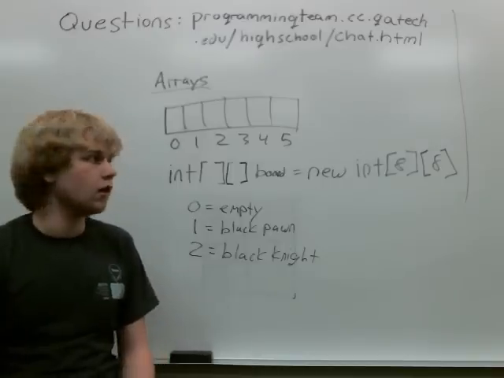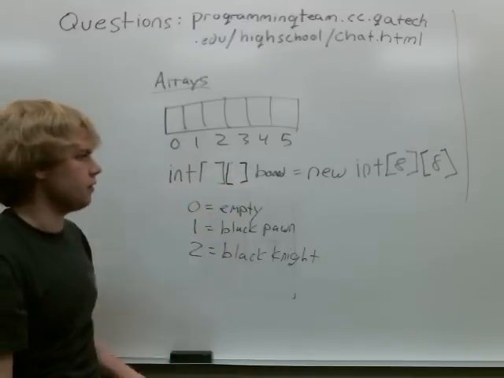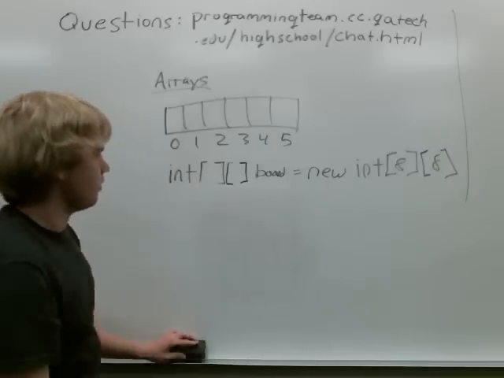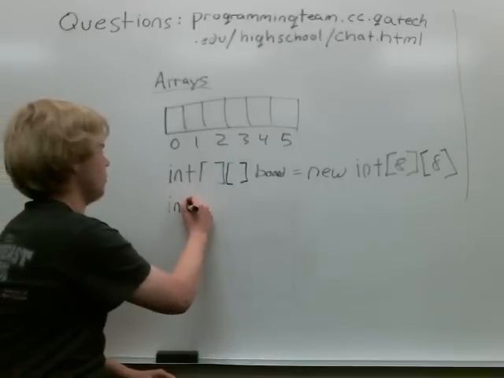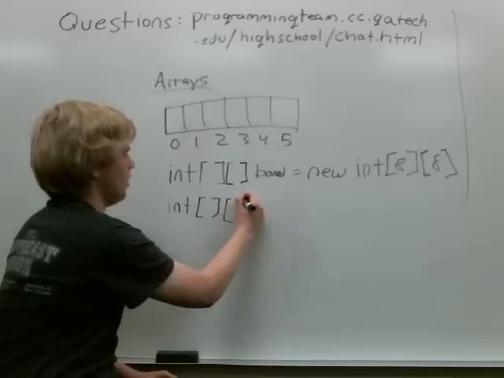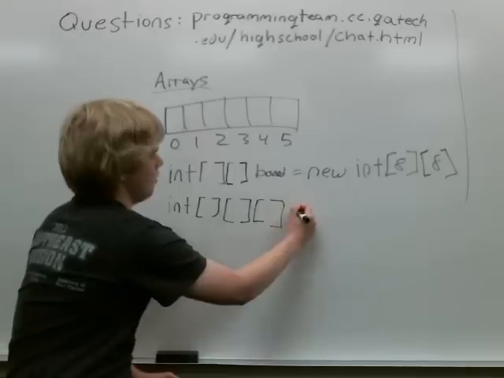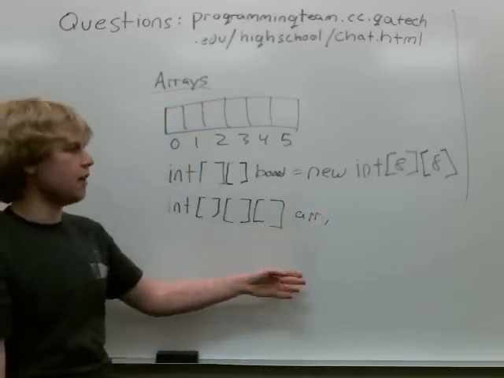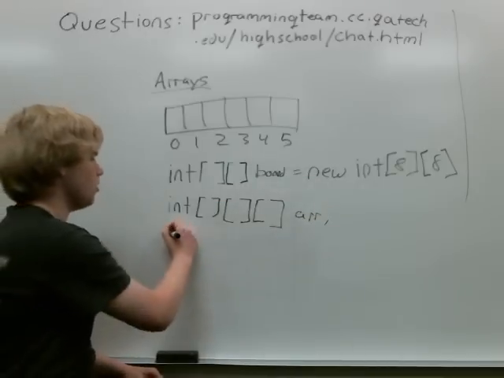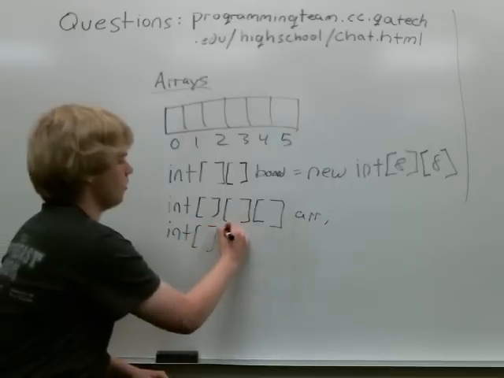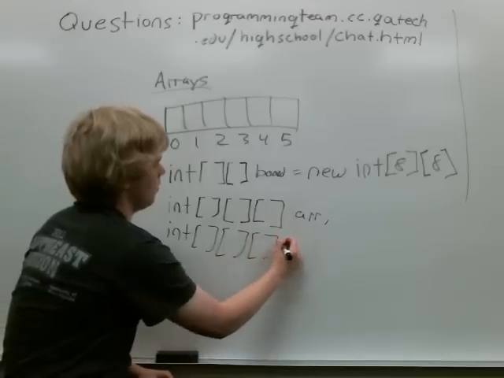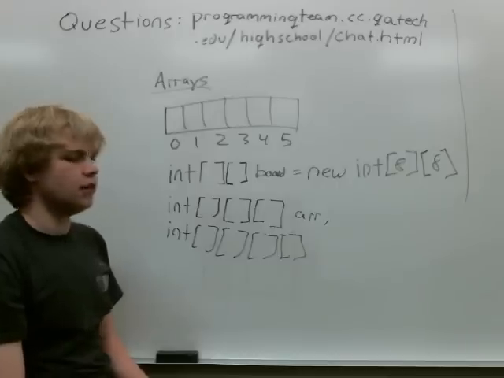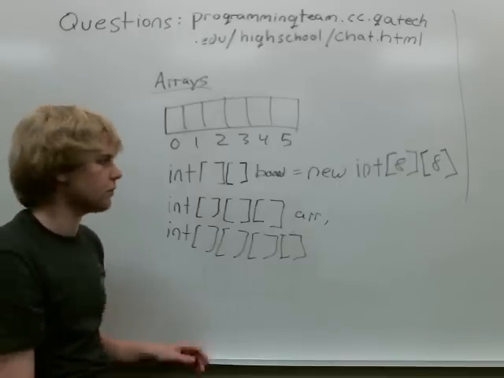So this isn't restricted to just two dimensions in Java. In Java, you can have as many dimensions as you want. So, for example, I could do this. And then this is now a three-dimensional array. And then I'd have to instantiate it over here if I actually wanted to use it. Or I could do a four-dimensional array. So these aren't as common as one and two-dimensional arrays, but they are possible. And sometimes they come up with more difficult problems.